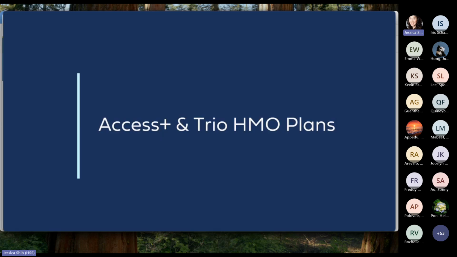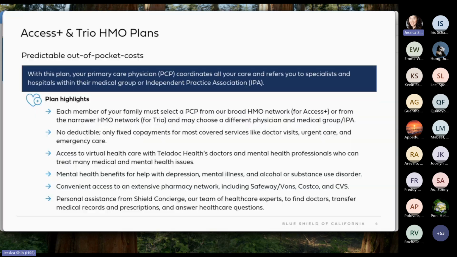Now let's take a quick look at the Access Plus and Trio HMO plans. SFHSS members have the option between two HMO plans, the Access Plus or the Trio plan. The Access Plus plan and Trio plan benefits remain the same from 2024 to 2025. Both are HMO plans which require you to choose a personal care physician or PCP. These PCPs are associated with an independent physician association or IPA, often referred to as medical groups. Members must stay within their chosen IPA for all services.